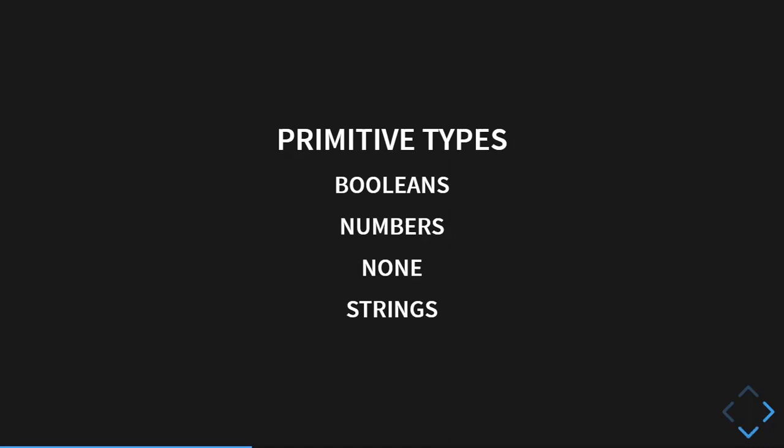And then finally, strings are primitive. It's kind of primitive, but composite. There's a fine line, the borderline between primitive and composite. Questions so far?